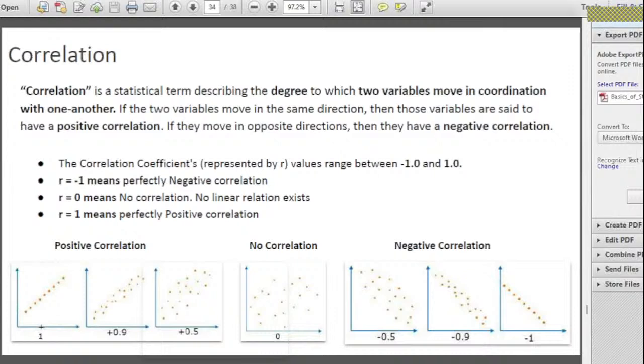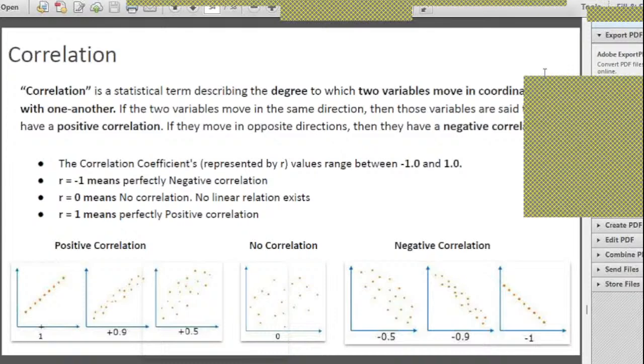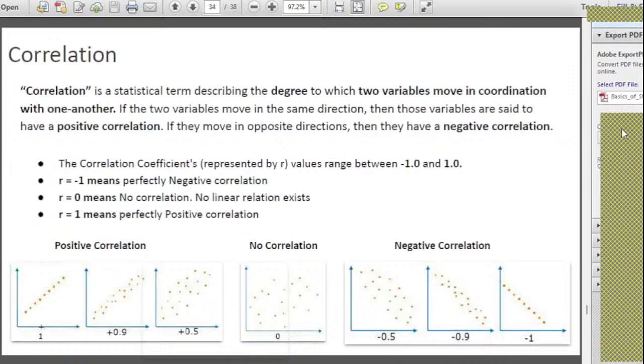Okay, so all of you can see my screen. All of you can see my screen.